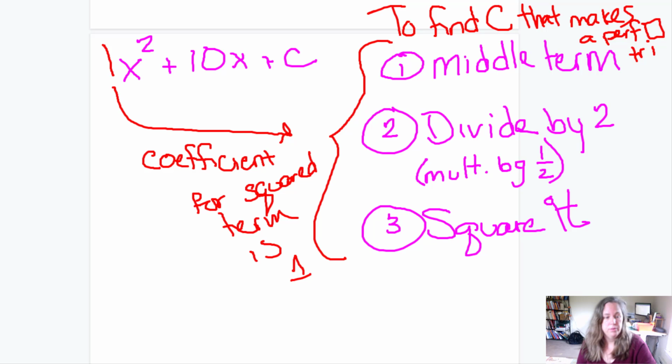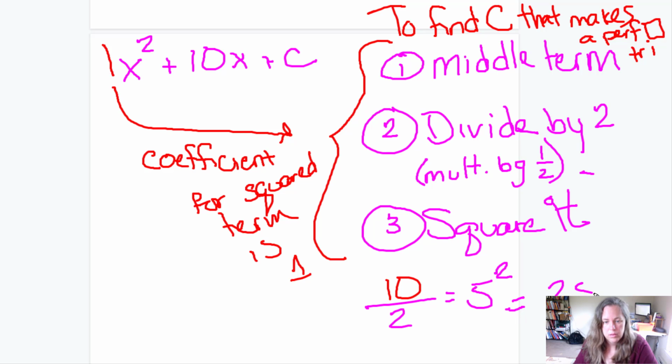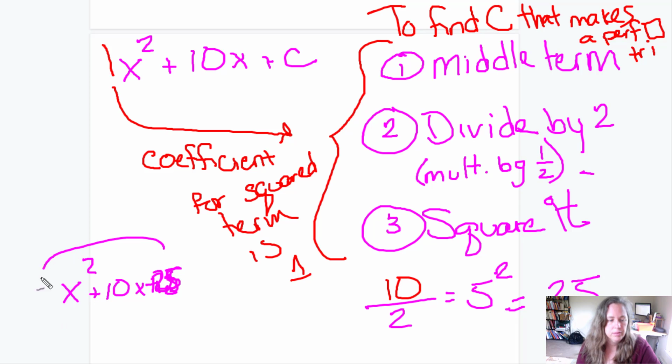So we're going to take the middle term, 10. We're going to divide it by 2. And then we're going to square it. And we get, if c is 25, x squared plus 10x plus 25. Then we have a perfect square trinomial.